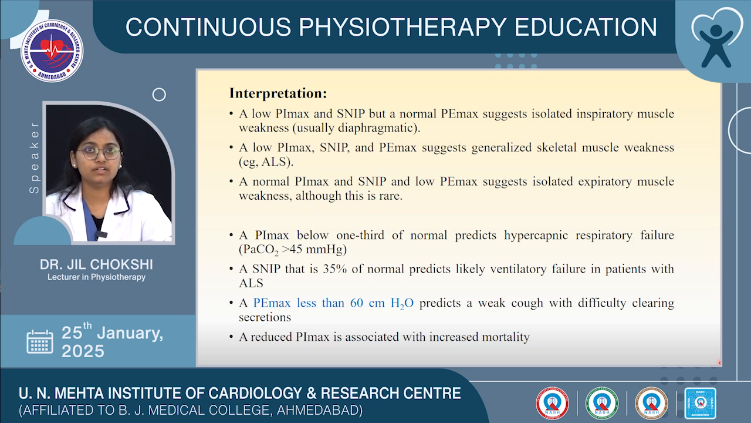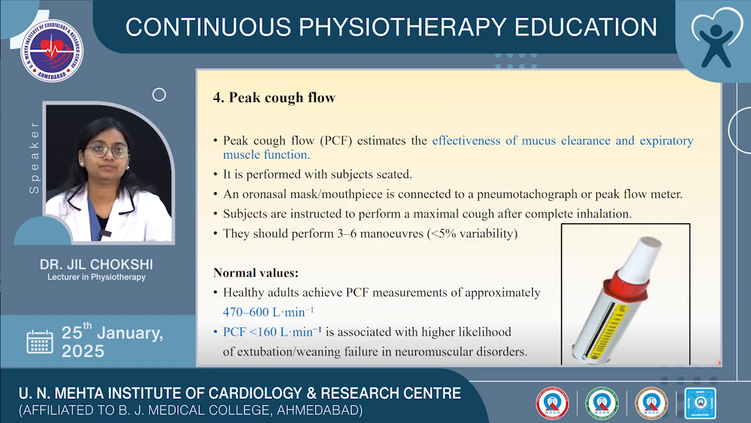A PI max below one third of normal predicts hypercapnic respiratory failure, meaning PaCO2 greater than 45 mmHg. An SNP that is 35% of normal predicts likely ventilatory failure in patients with ALS. A PE max less than 60 cm H2O predicts a weak cough with difficulty in clearing secretions. A reduced PI max is associated with increased mortality.